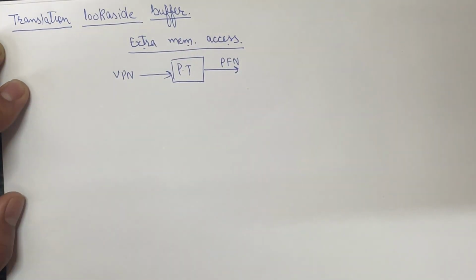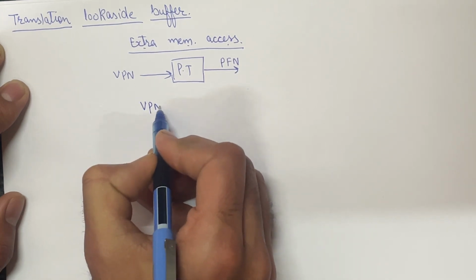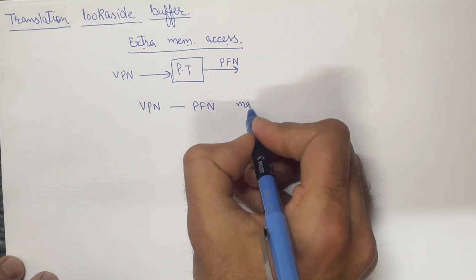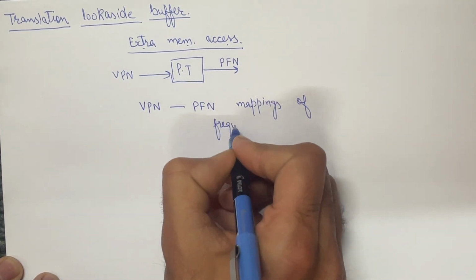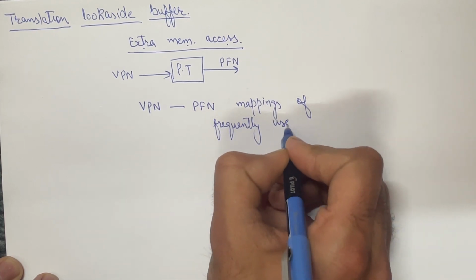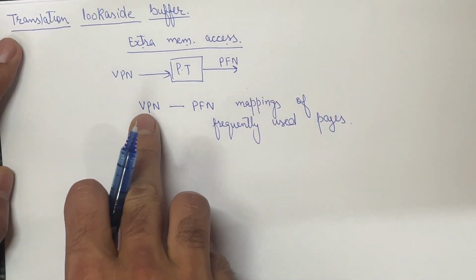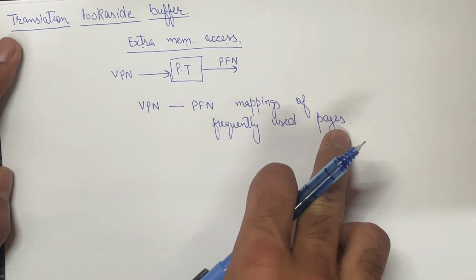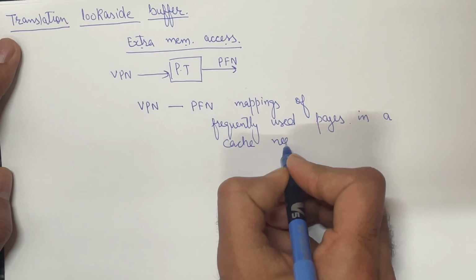And we can solve this particular problem. How can we solve it? If we store these virtual page number to physical frame number mappings of frequently used pages, what I am saying is, we will store the virtual page number to physical frame number mappings of frequently used pages in a cache near the processor.